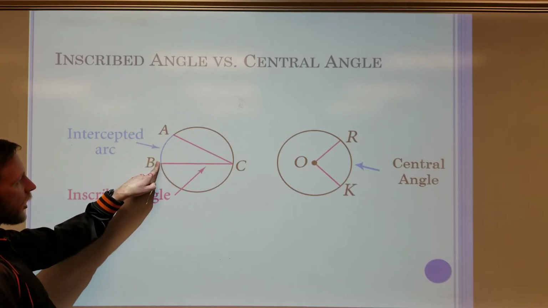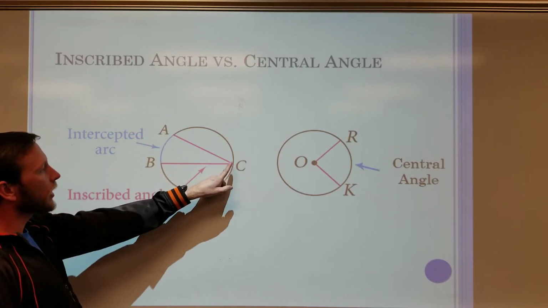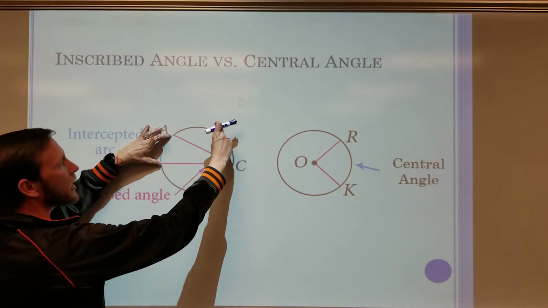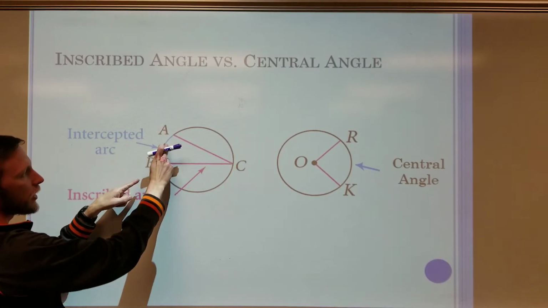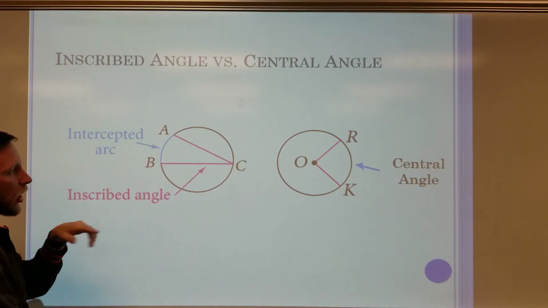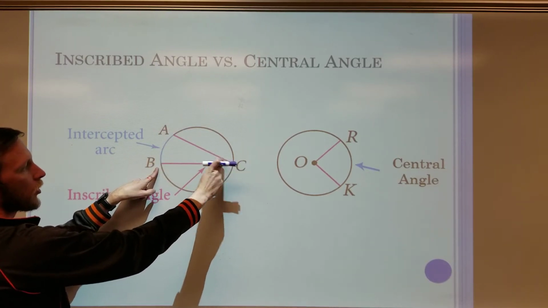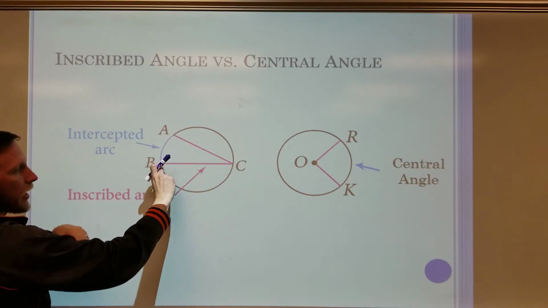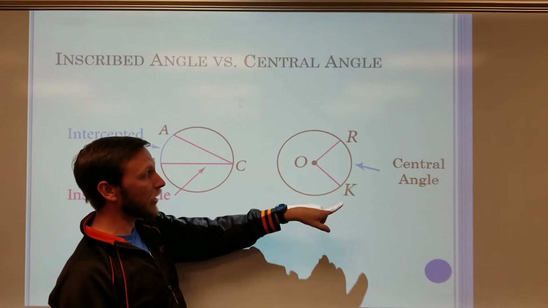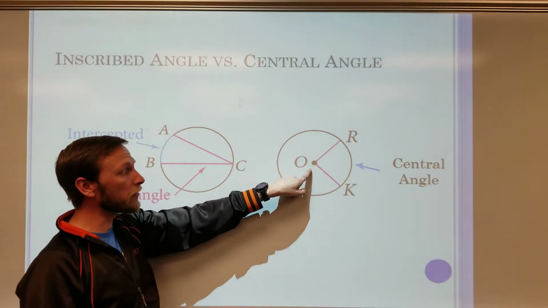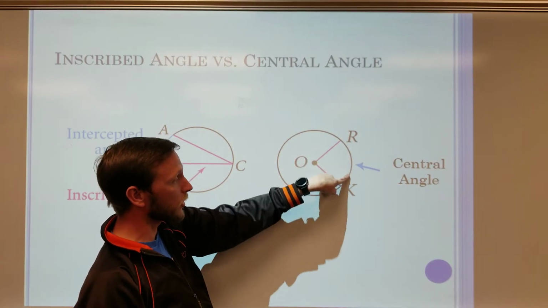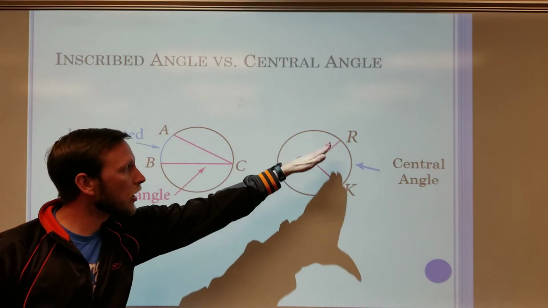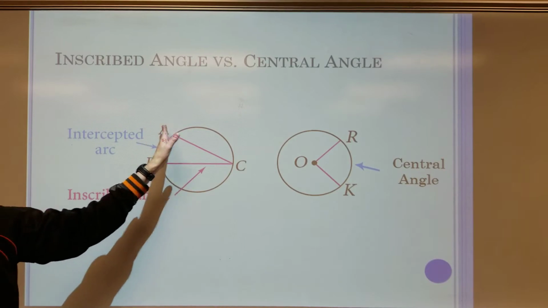Here we have an intercepted arc and we have an inscribed angle. The vertex is on the circle. That vertex can be anywhere as long as it's still intercepting this arc. There's two chords who meet at the circle and intercept an arc. A central angle, on the other hand, has its vertex at the center of the circle. It still has an intercepted arc. In this case, RK is the intercepted arc. That would be a central angle, ROK, an inscribed angle, ACB.